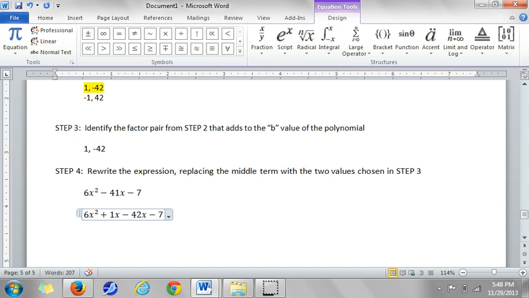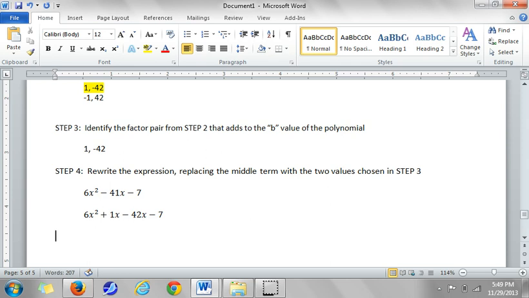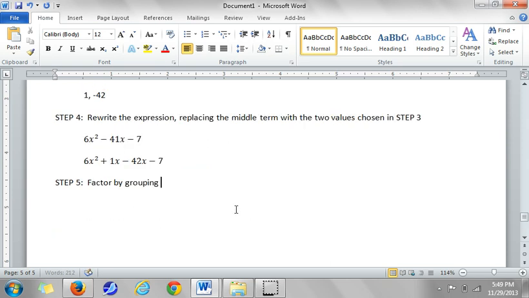Now the whole purpose of doing this is to write this expression so that now instead of having 3 terms like we did before, we have 4 terms, which means that we can now use the factor by grouping approach. We can split these into 2 groups and factor by identifying their greatest common factors. So that's my next step, step 5, factor by grouping. I will bring this down here.